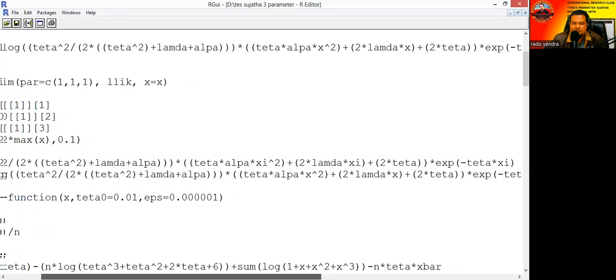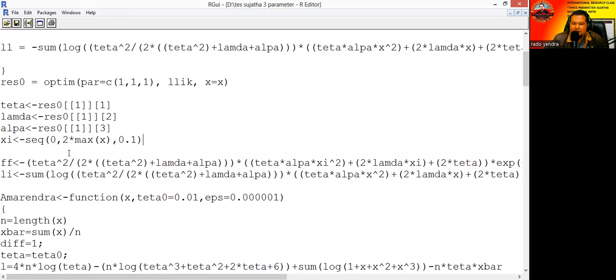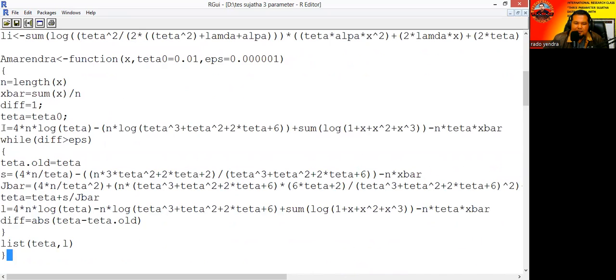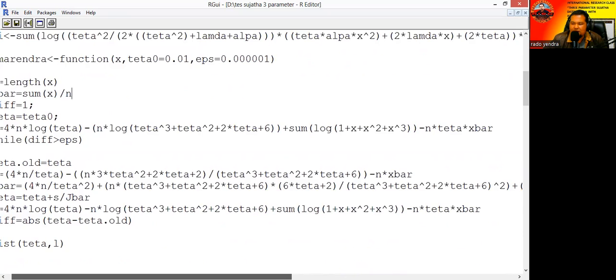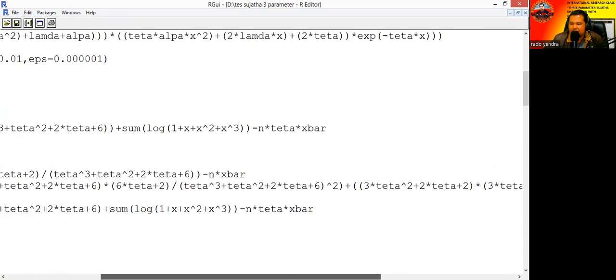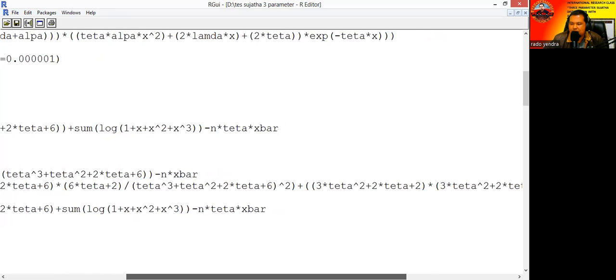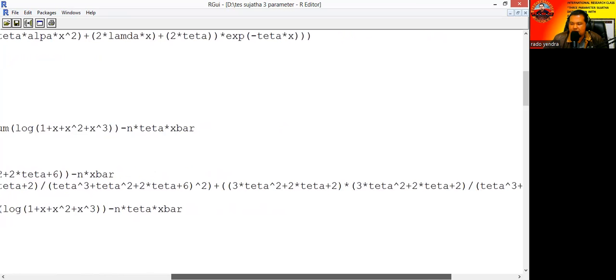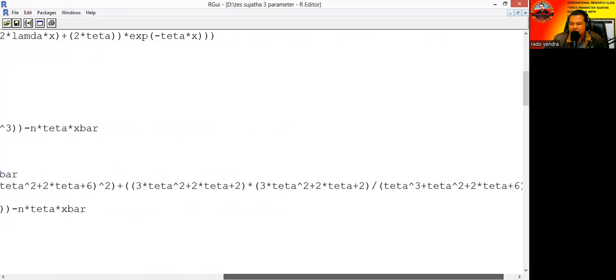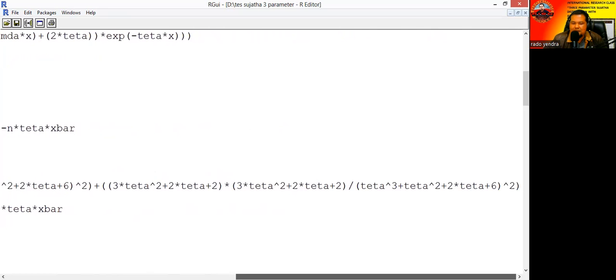Okay, this is the three parameter Sujatha, and this one is the Amarendra. With the Amarendra, you can check it here. This is all for the Amarendra. We can open it slowly because the equation and program are long. You can check by yourself here, and you can use this program to support your research. Okay, this is for the Amarendra. It's a very long equation here.